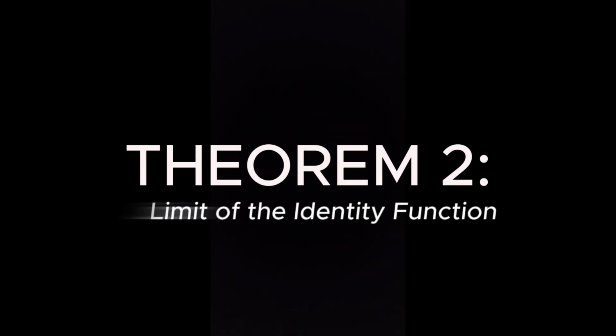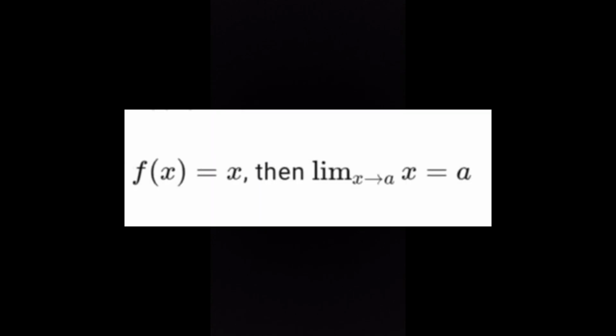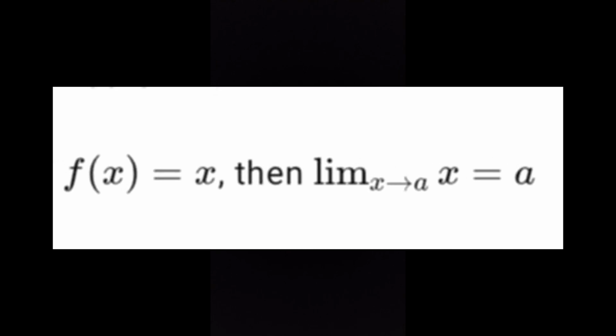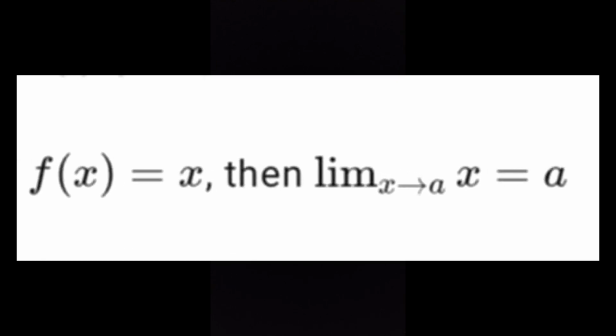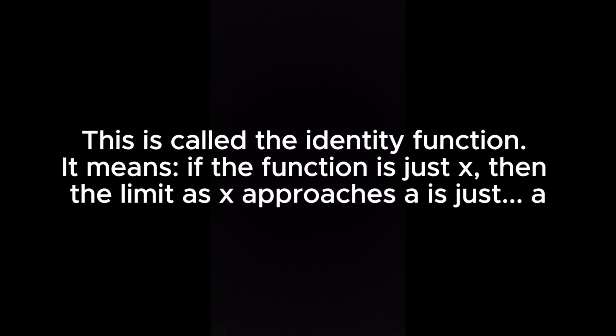Next is Theorem 2, which is the limit of the identity function. It says that if f of x is equal to x, then the limit of x as x approaches a is equal to a. This is called the identity function. It means if the function is just x, then the limit as x approaches a is just a.